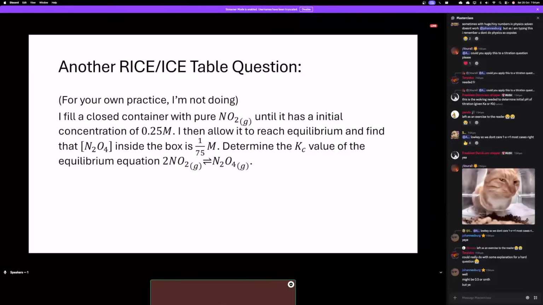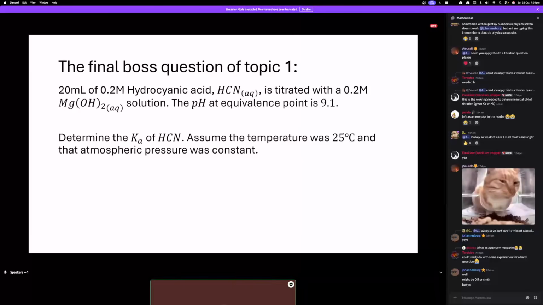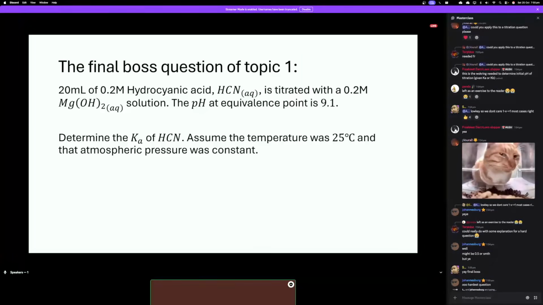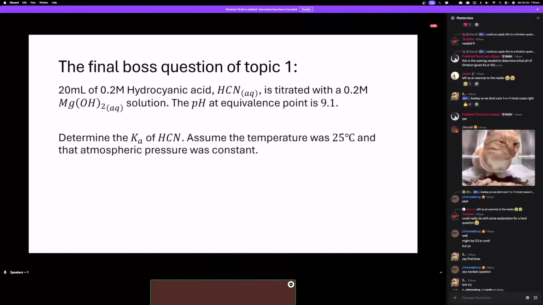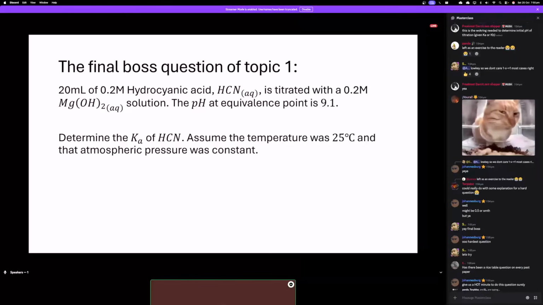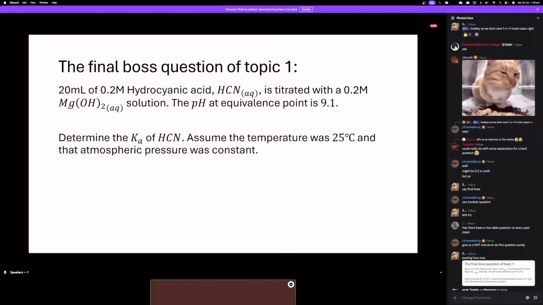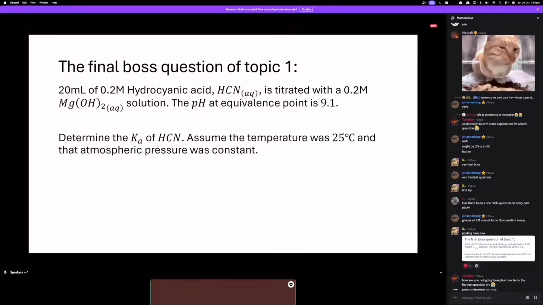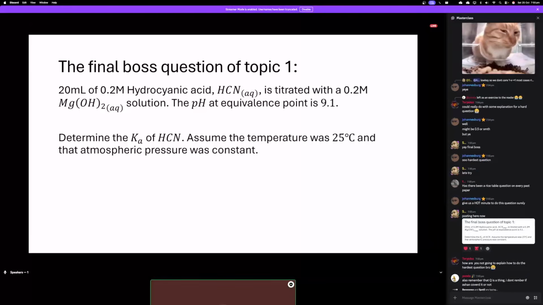Cool. This is the question I was talking about with titration. This is probably the hardest question you could get for Unit 3, Topic 1. It looks so deceptively easy, but it's hard. Feel free to take a screenshot. I will post this in the chemistry help channel maybe later, and I will send a solution as well. Rice table on every past paper? Probably. I want to give you some time to try it. I'm just worried about finishing on time.